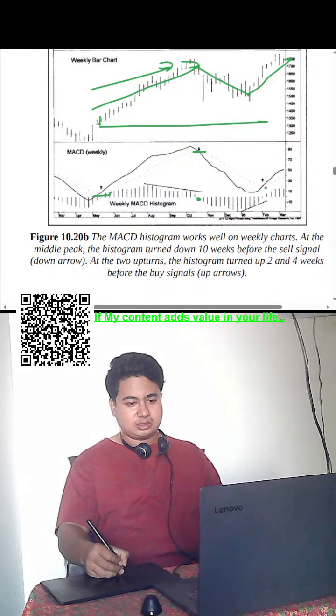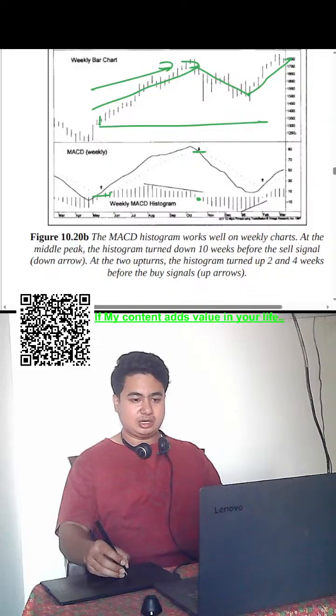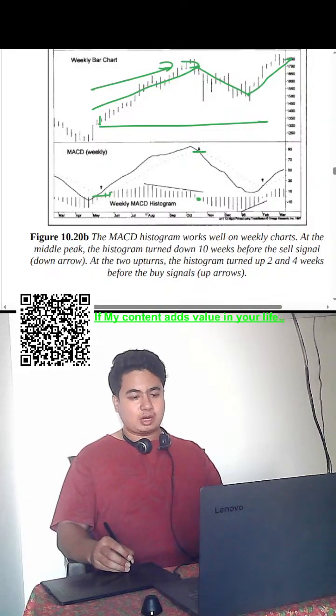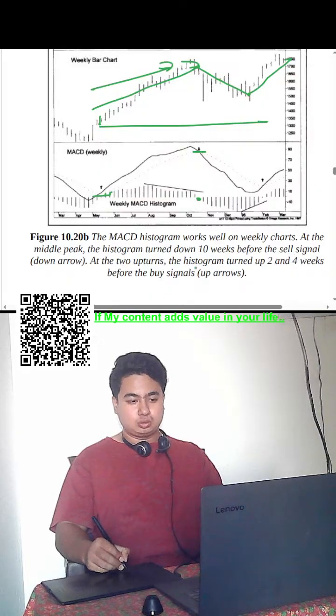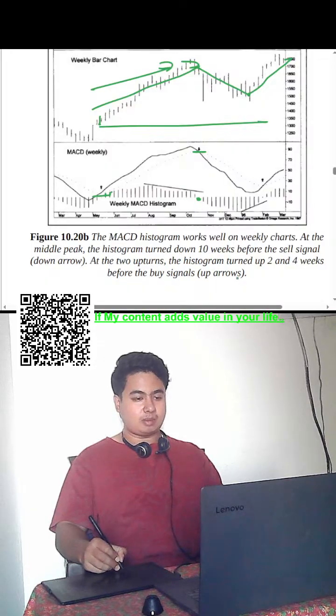Alright, so similarly this is how the trend and everything is accompanied by the histogram. The MACD histogram works well on weekly charts. At the middle peak, the histogram turned down 10 weeks before the sell signal down arrow. At the two upturns, the histogram turned up 2 and 4 weeks before the buy signals up arrows. Cool.